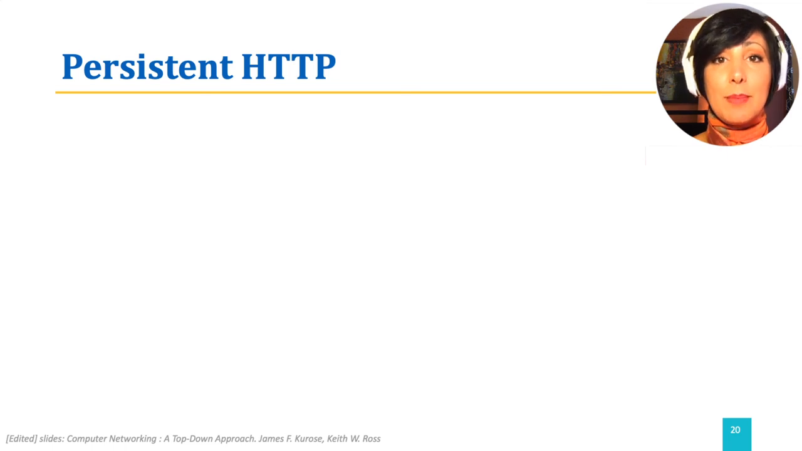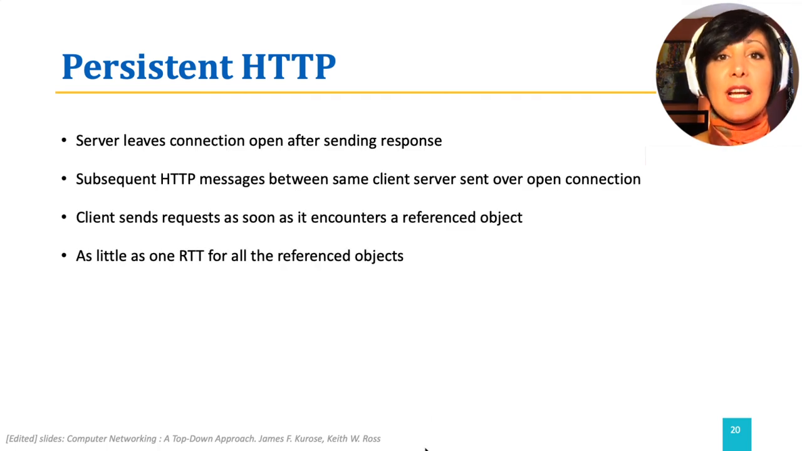To alleviate the non-persistent HTTP response time overhead problem, persistent HTTP could be used. In persistent HTTP, the server leaves the connection open. The client sends the request as soon as it encounters a referenced object, and HTTP messages between the same client and server can happen over the same open connection. This reduces the transmission time to as little as 1 RTT plus the file transmission times for all the referenced objects.